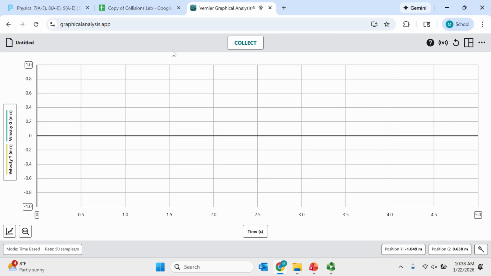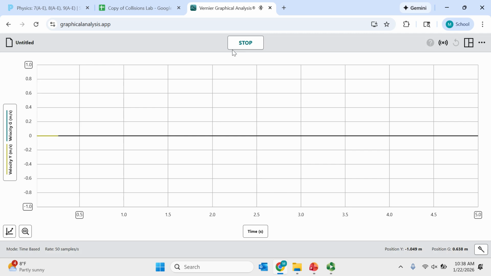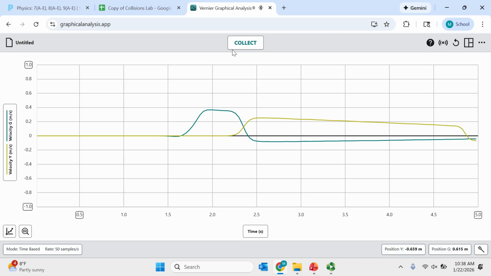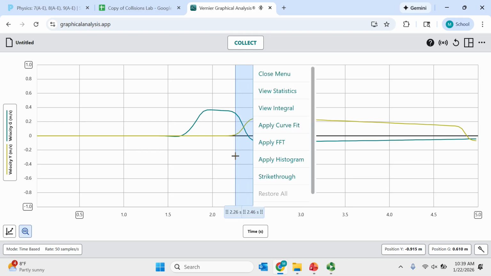So the next step, I'm going to line up my carts on my track. I want to make sure that positive X points in the same direction. That way both carts see the positive direction as the same direction. And then I'm going to hit collect. And once I hit collect, I'm going to push the blue cart toward the yellow cart. And we see that we have a collision that occurred, and the velocities of the carts change. So where my collision's actually occurring is this region in here, when the velocities are changing.